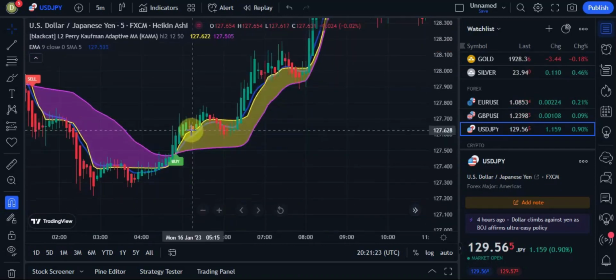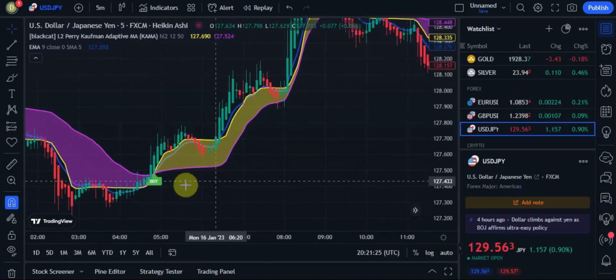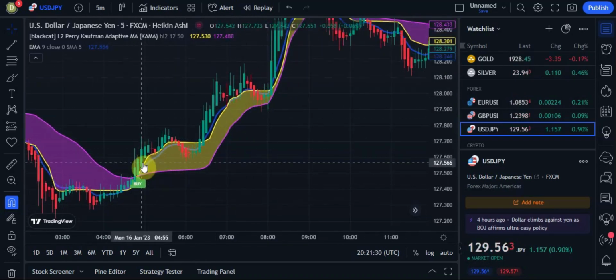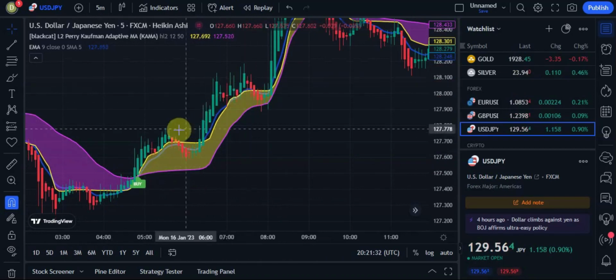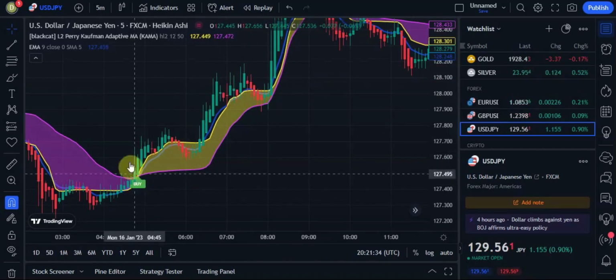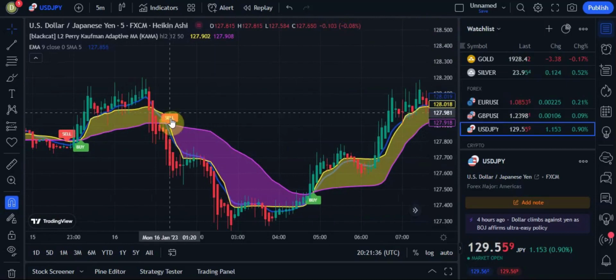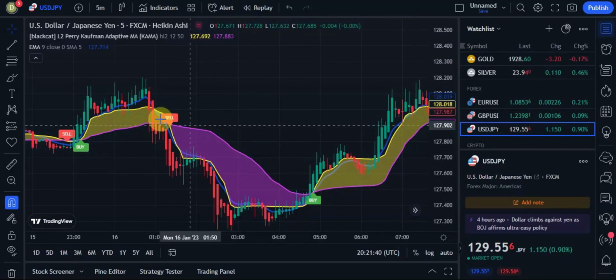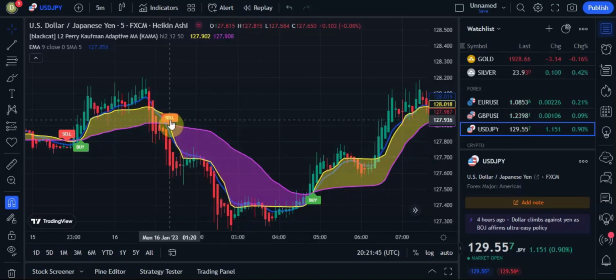Here we have another good buy signal right here. We can see the market is in an uptrend, and the market is above the EMA line in this case, so this is a very good buy signal. And we also have a sell signal right here as well. You see the purple channel here indicating the downtrend, and the market is also below the EMA line again. Alright, so this would be a good sell signal.